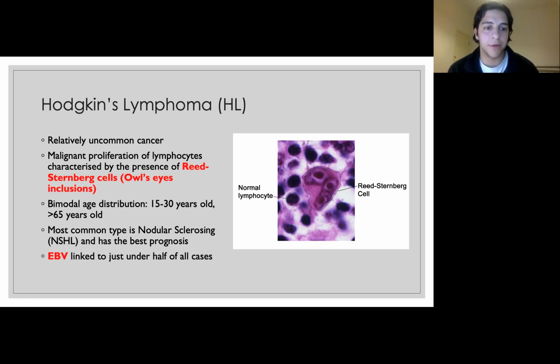It has a bimodal age distribution. So it occurs in patients aged 15 to 30 and also over the age of 65. There are lots of different subtypes, and I don't think it's very important to know about all of them, but if you're going to learn one, just know that the most common type is nodular sclerosing, and it also has the best prognosis. It's also important to note that EBV, so Epstein-Barr virus, is linked to just under half of cases. So that's a big cause of Hodgkin's lymphoma.